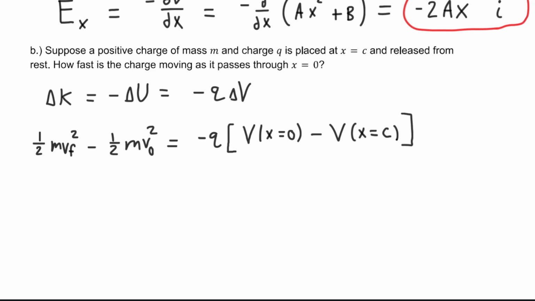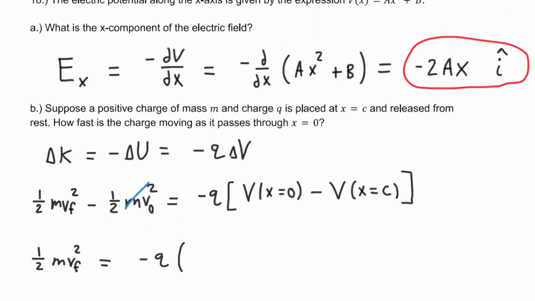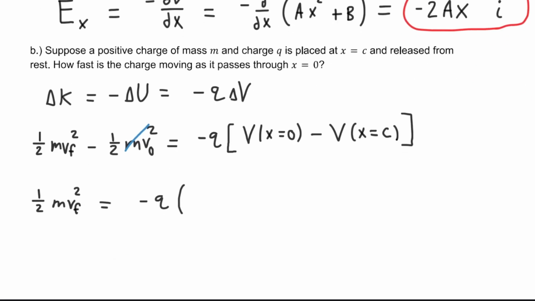And again, just plugging everything in and using the fact that once again we do start from rest, so I can just cancel my initial kinetic energy term. I'd get 1/2 mvf squared is equal to negative q. And again, no sign issues here because the charge was just defined as q, not minus q, so I just carry that sign over. And then V at x equals 0, well, if I just plug in 0 to ax squared plus b, I get b.